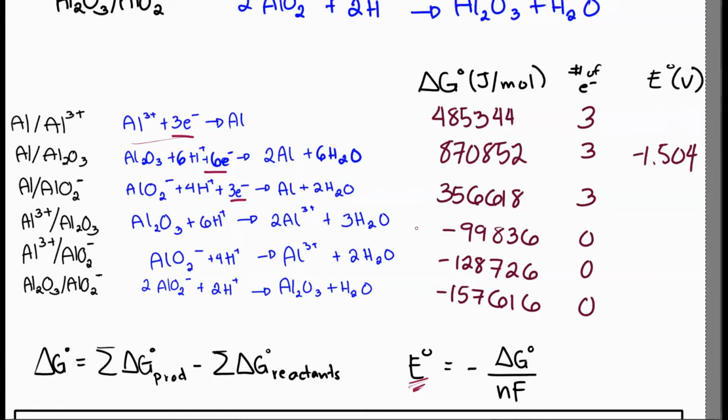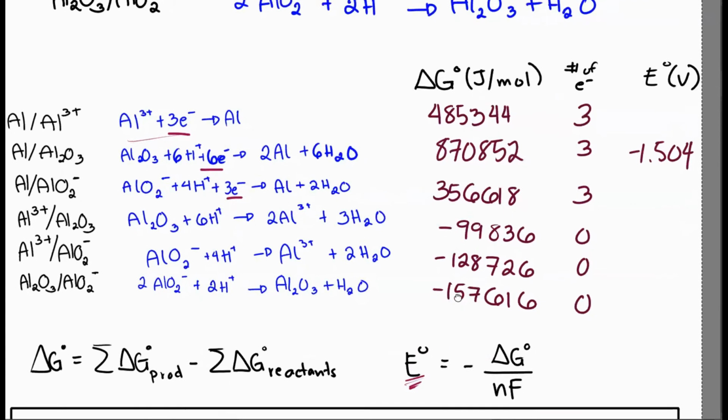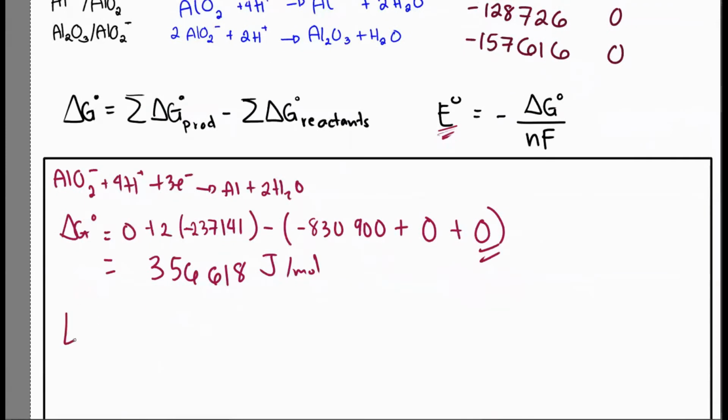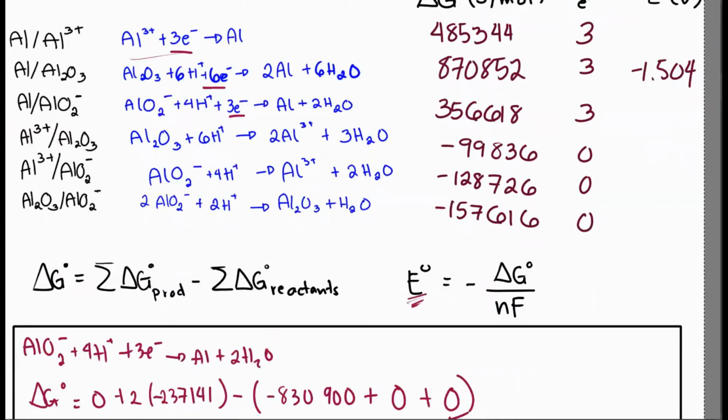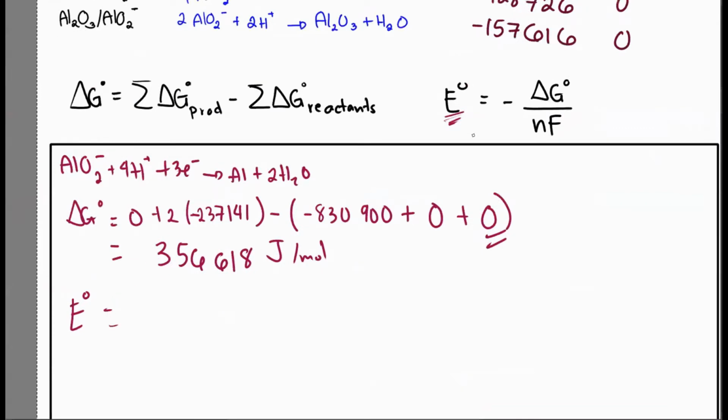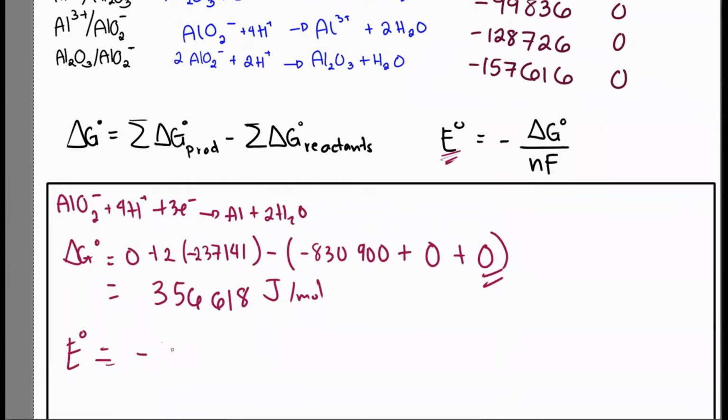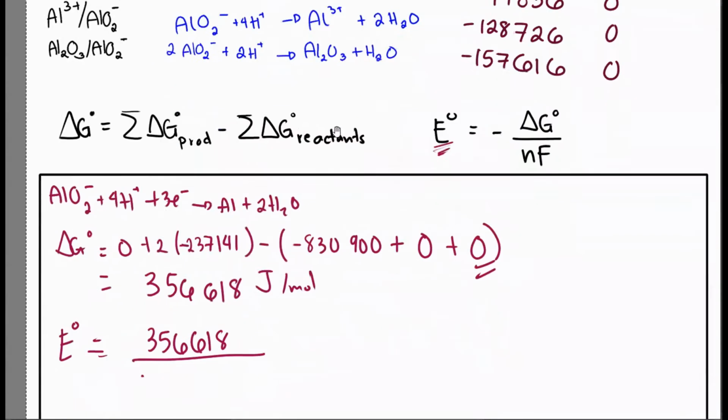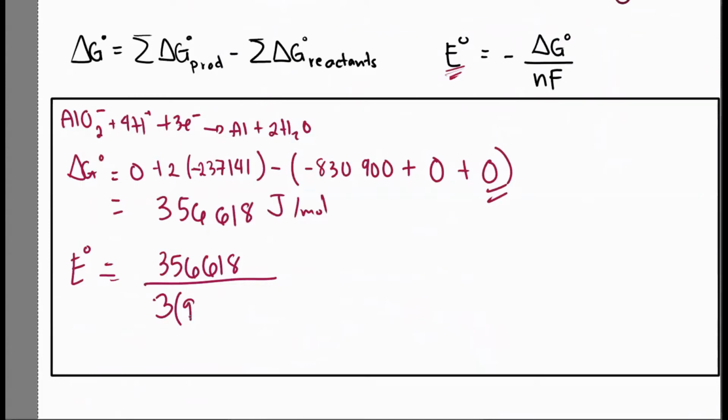So in this case, we have the number of electrons. We can get our E naught from the delta G naught. For this reaction here, we have this expression: E naught is equal to negative of delta G naught. Delta G naught is 356,618. Negative of the negative will become positive, so 356,618 over N. N is the number of electrons involved in the reaction. In this case, it is 3, times Faraday's constant, which is 96,485 or around 96,500 coulombs per mole.